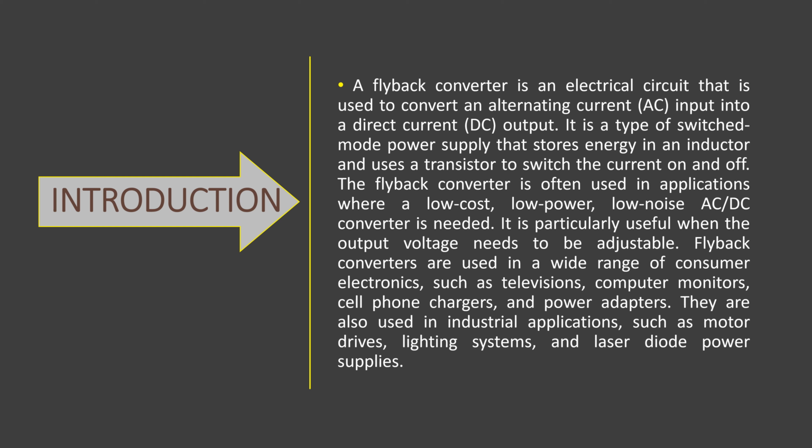Next, introduction of a flyback converter. A flyback converter is an electrical circuit that is used to convert an alternating current AC input into a direct current DC output. It is a type of switch mode power supply that stores energy in an inductor and uses a transistor to switch the current on and off. The flyback converter is often used in applications where a low cost, low power, low noise AC-DC converter is needed. It is particularly useful when the output voltage needs to be adjustable.